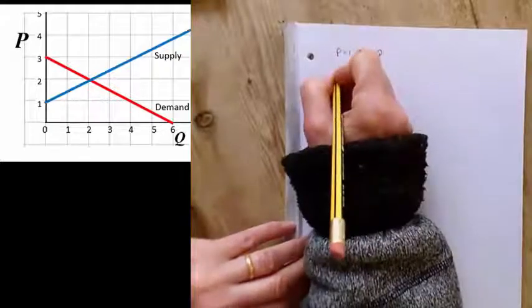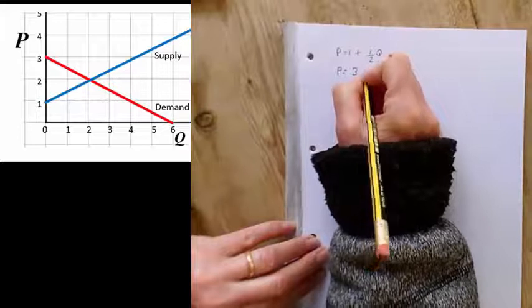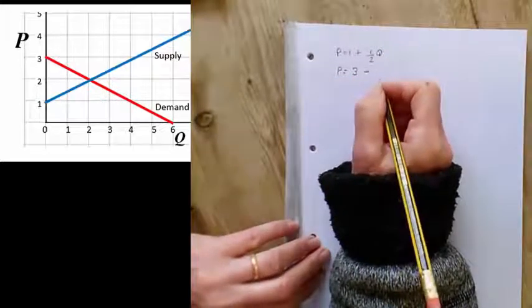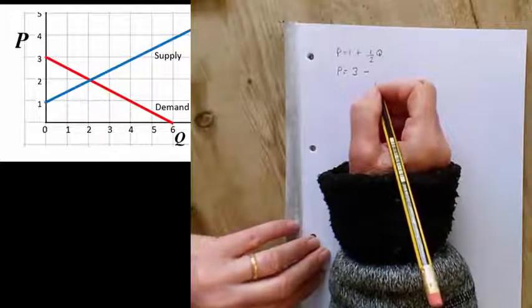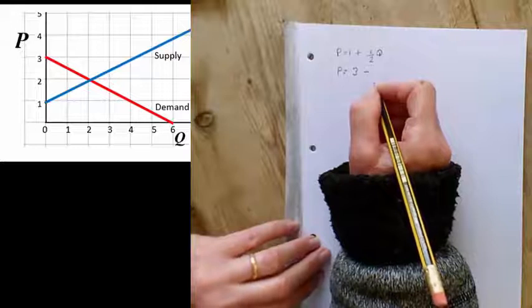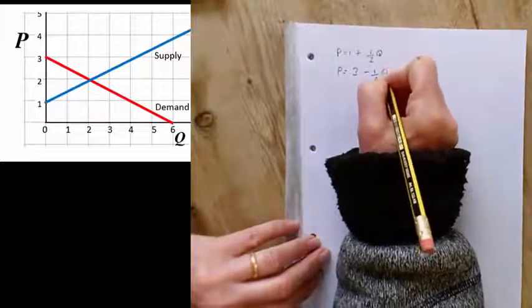Now the demand function is P equals 3. We notice it's going downwards. It's a negative gradient because P is decreasing by 3 every time Q increases by 6. So that's 3 over 6 or 1 over 2, depending on which squares you look at, but the value is the same.